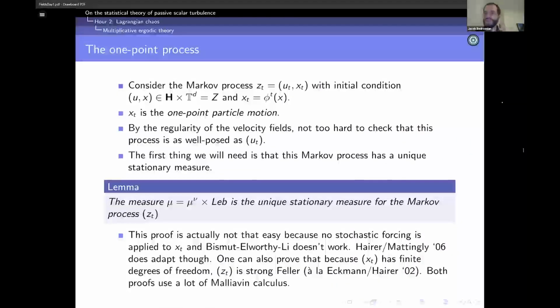Okay, so let's try to prove this theorem, or give a rough sketch of how one can prove Lagrangian chaos for Navier-Stokes. The main Markov process that's going to be underlying everything is the motion of the entire velocity field and one single particle. That's not obvious, but that's what's going to happen. We want to understand the motion of a single particle, which I'll just call x_t. So (u_t, x_t): again, x_t is not a Markov process, (u_t, x_t) is the Markov process. This is called the one-point particle motion, or the one-point process. We just want to understand the motion of one particle as it evolves. This is a perfectly well-posed Markov process.